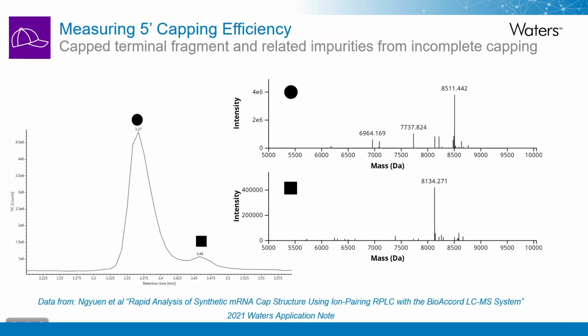To summarize the study, the synthetic cap of interest, Cap1, had typical incomplete capping impurities added to the sample at 1 to 10, 1 to 100, and 1 to 1000 ratios. The TIC and deconvoluted spectra shown here are from the 1 to 10 sample. As you can see, there are two distinct peaks in the TIC, and while the peak marked with the circle contained many of the impurities as well as the product, two impurities were separated into the second peak marked with a square. Now I'll use this data set to show you how we can measure 5' capping efficiency using intact mass.